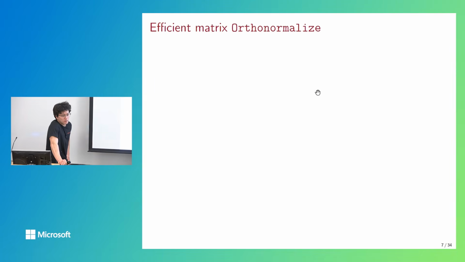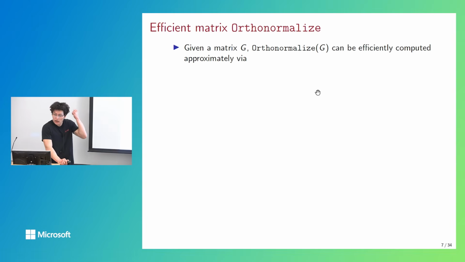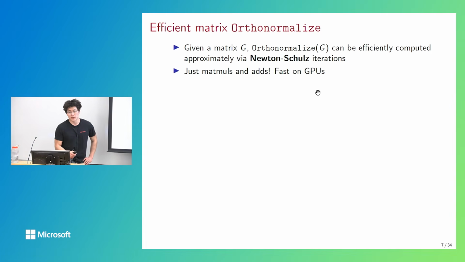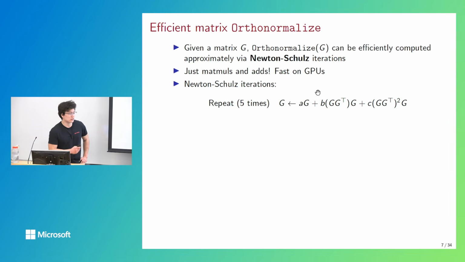Here you might ask, so how are you doing this orthonormalize operation? It turns out it can be efficiently computed through Newton-Schulz iteration. And it consists of nothing but matrix multiplications and additions. So it's very fast on GPUs. So it's basically repeating this matrix polynomial iteration. And you can efficiently implement this on GPUs.